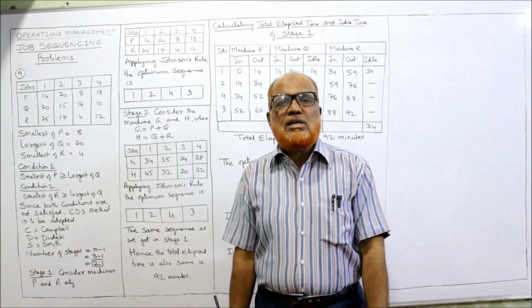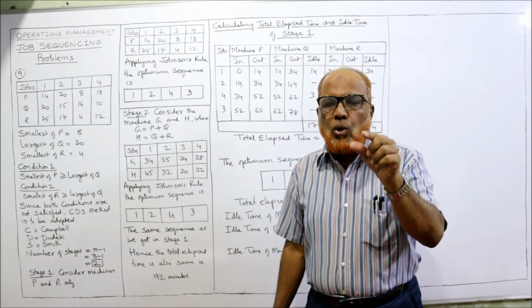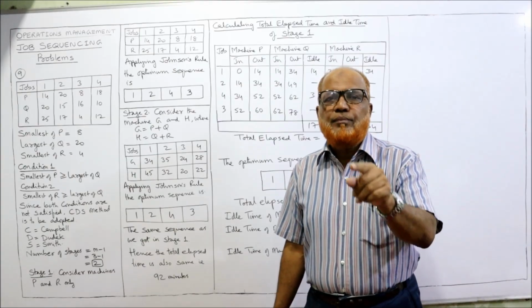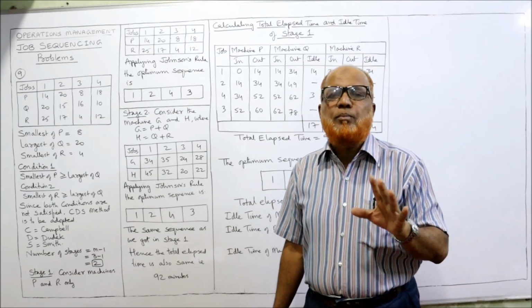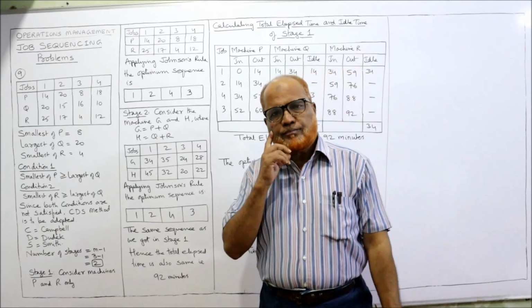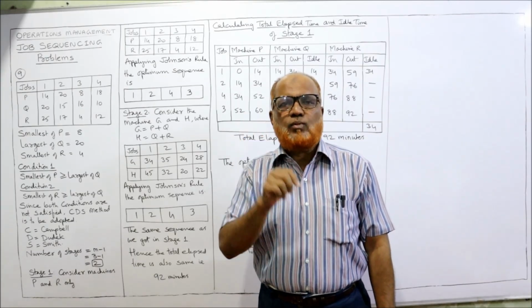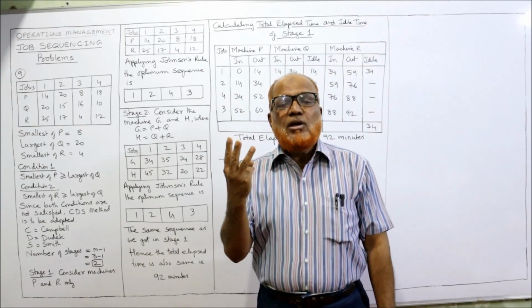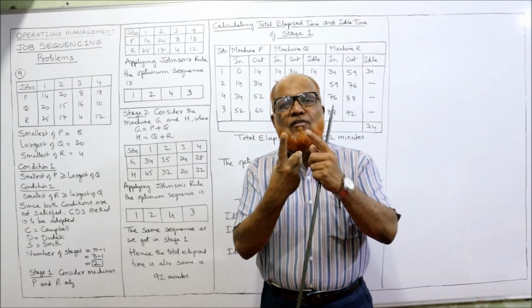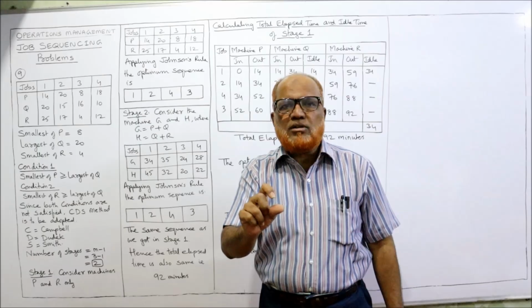Compare these two stages' total elapsed time. Whichever stage has the lower total elapsed time, that stage is the optimum sequence. Right? Suppose there are four machines, the number of stages is 4 minus 1, 3 stages. So what we are going to do in 3 stages: first stage, take the first machine and the last machine.